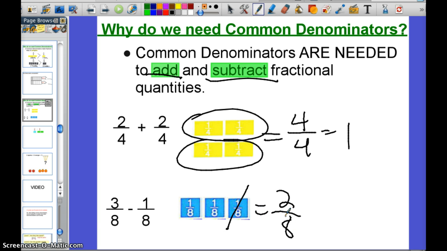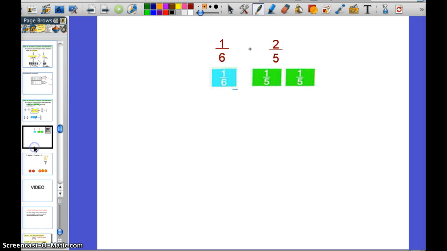It's very simple, okay? But when we come to something like this, when we're adding 1/6 and 2/5, how are we supposed to represent our answer? Okay, how can we represent these together when they're different sizes, when the denominator is different? We can't go any further than that because we need them to be the same size.